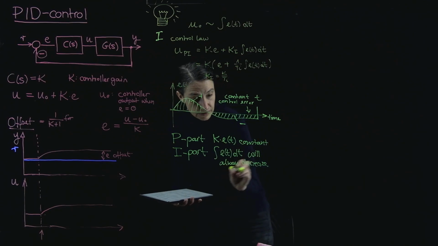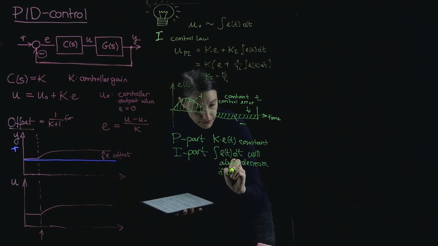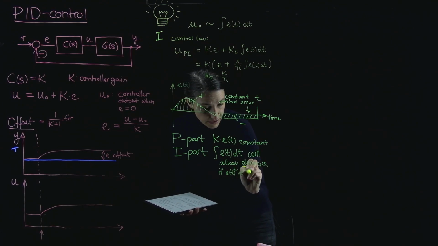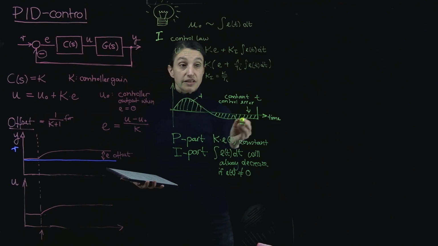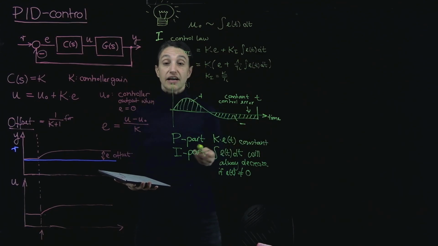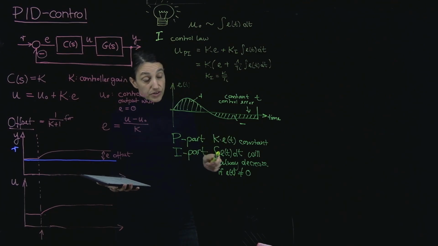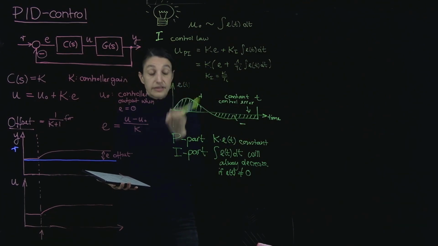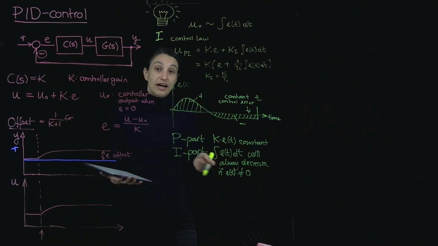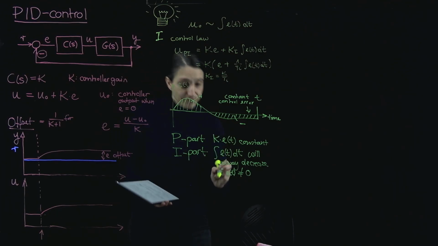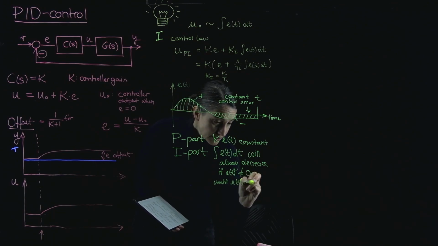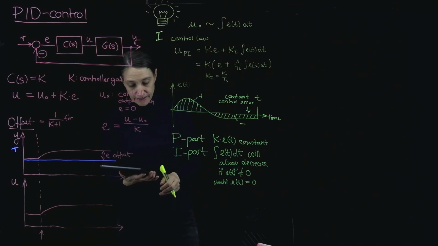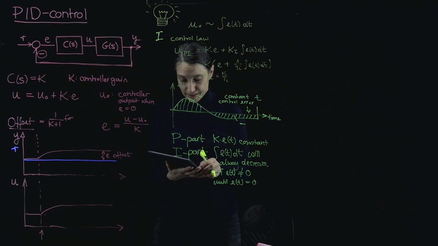Okay, if e of t doesn't equal 0, it's going to increase, so the control action will make sure that our control error will increase or decrease. Here the error is going to change until we have no more error, until e of t becomes 0. And this is by definition the case.